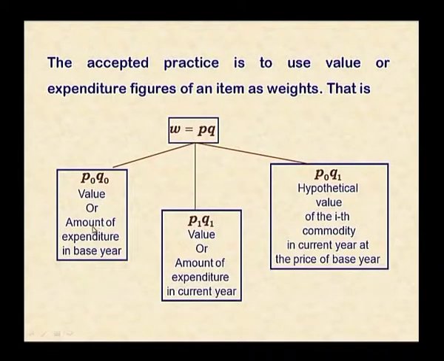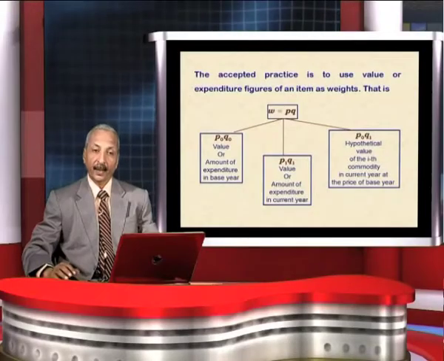that is, this gives the value or amount of expenditure in the base year. Or we can take W as the product P1 Q1, that is, value or amount of expenditure in the current year. Also, the value of W can be taken as P naught times Q1, or in particular for the ith item it will be P naught i times Q1 i. It is the hypothetical value of the ith commodity in the current year at the price of the base year.